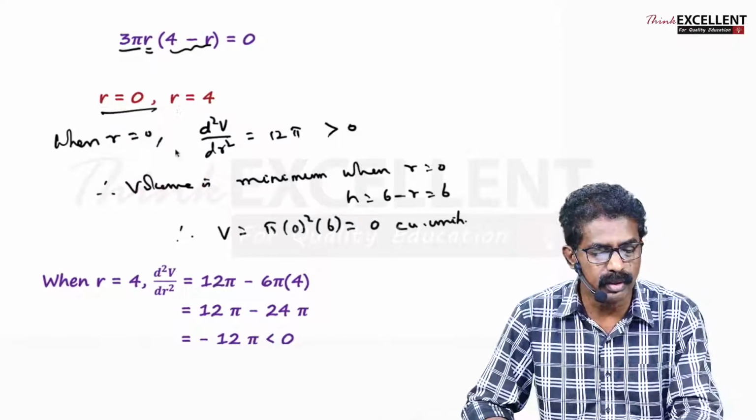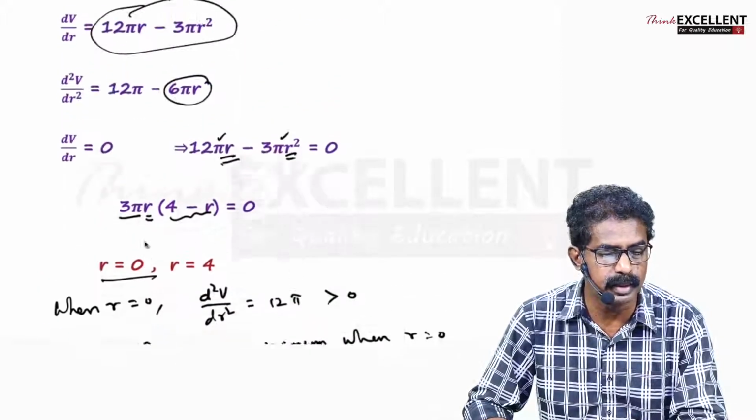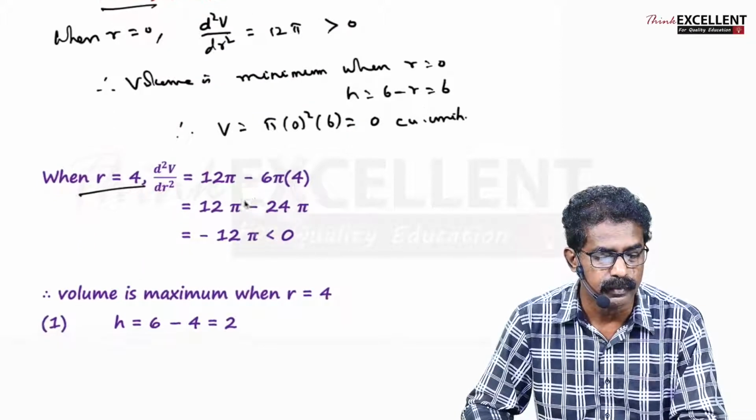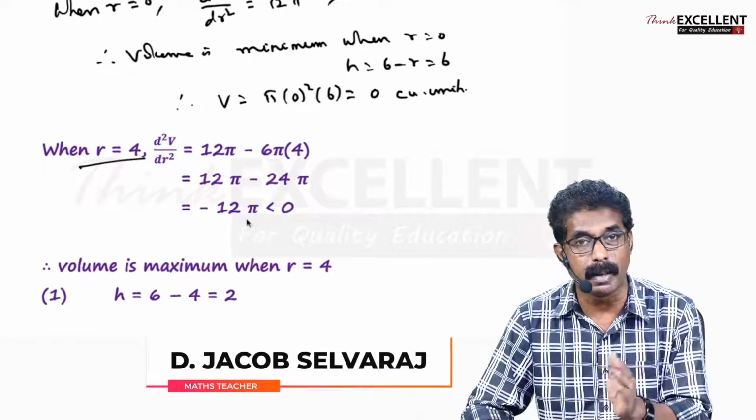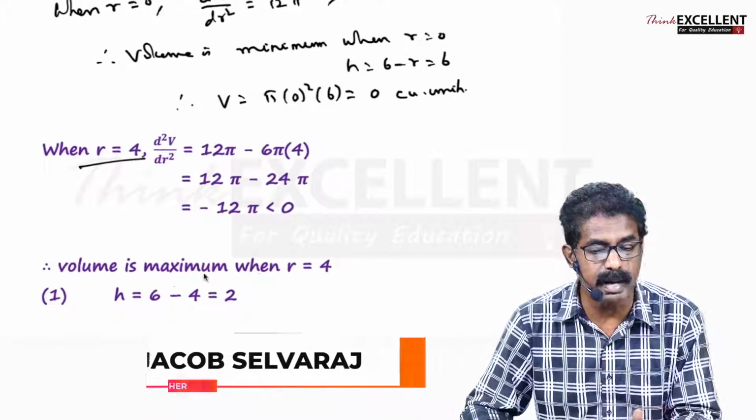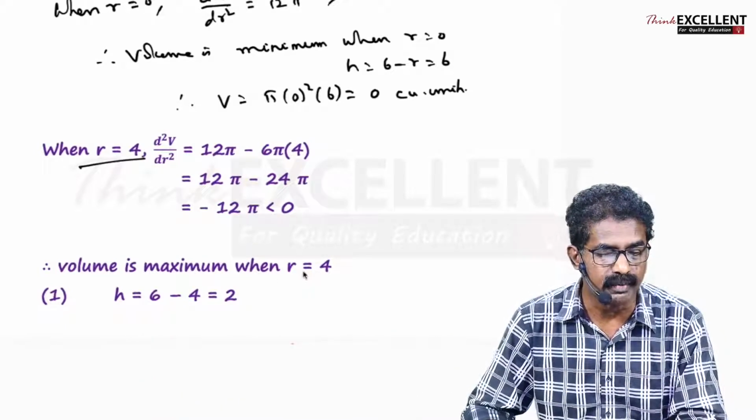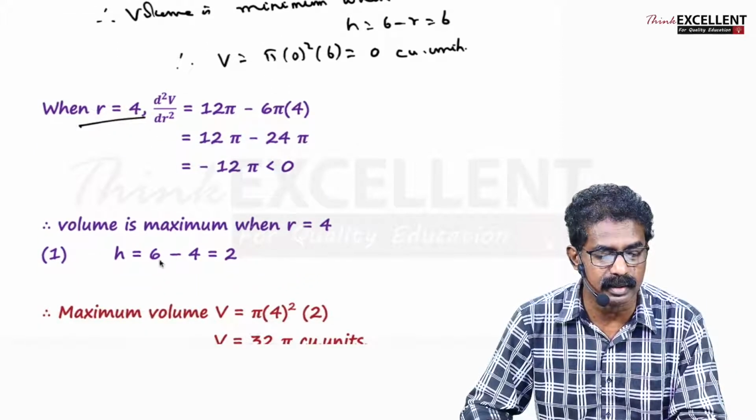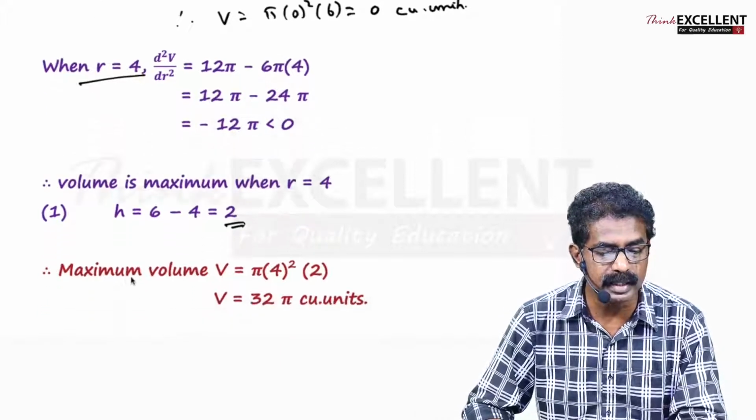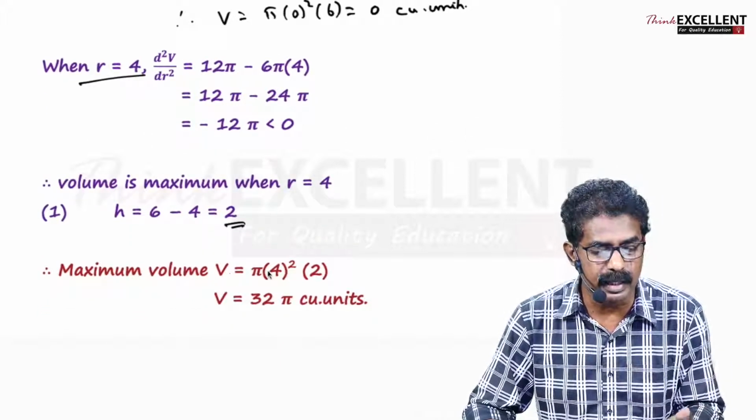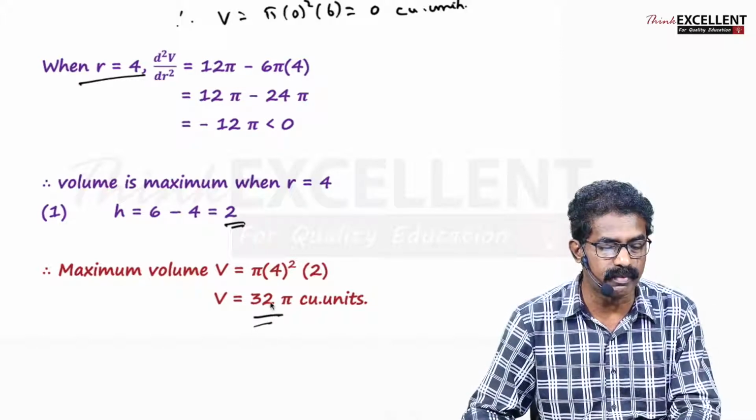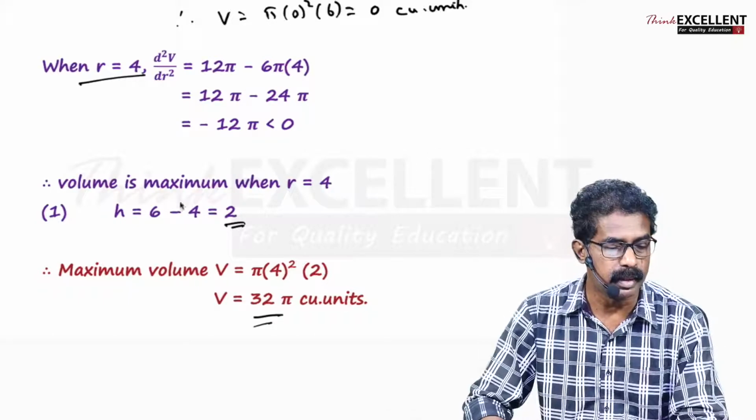Now r equal to 4. When r equal to 4, same method, you substitute in the second derivative. When you put r equal to 4, you are getting minus 12 pi. So the second derivative is negative, so it is maximum. Volume is maximum when r equal to 4. So you can find h value: h equal to 6 minus r, r value 4, it is 2. In this case, the maximum volume is pi r squared h. Substitute, your answer is 32 pi. So like this, you can find the maximum volume and minimum value.